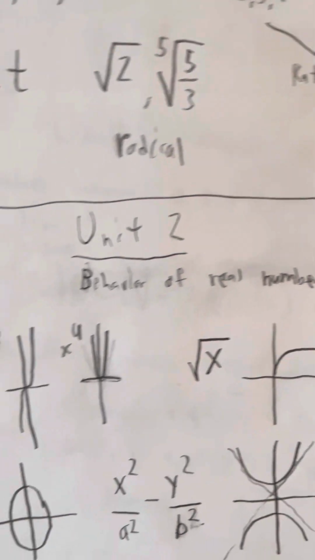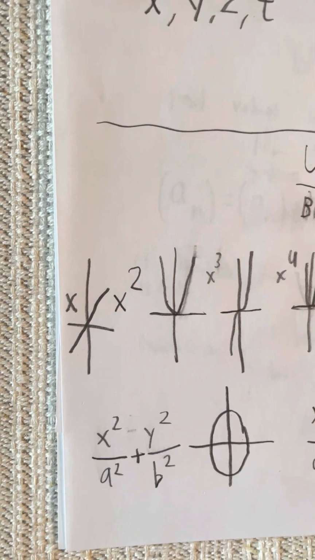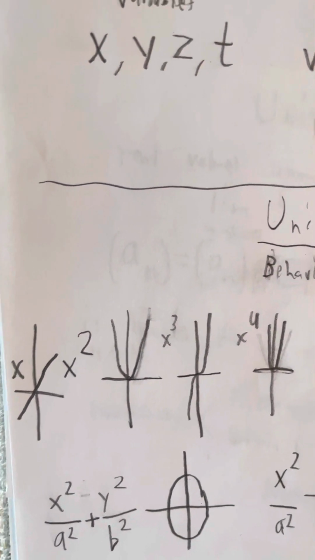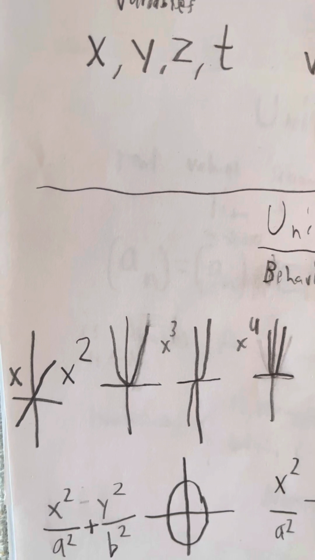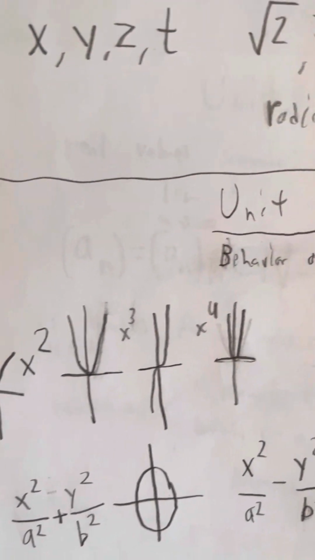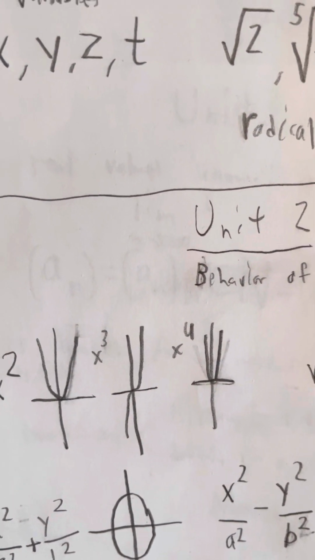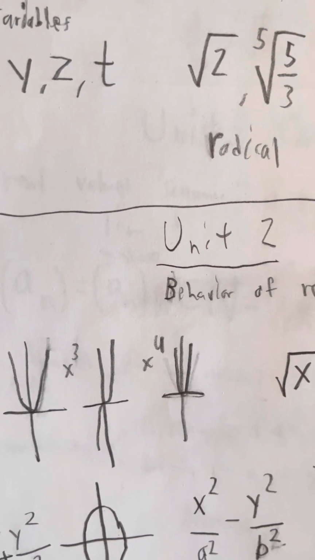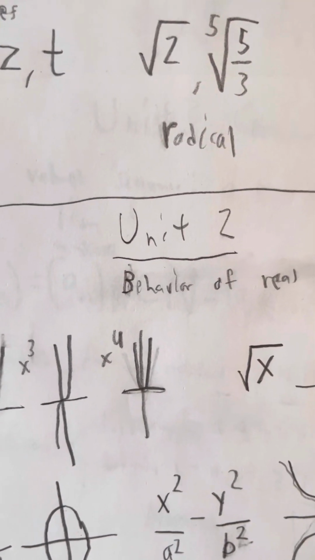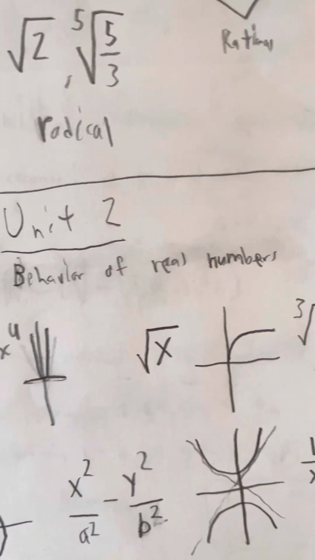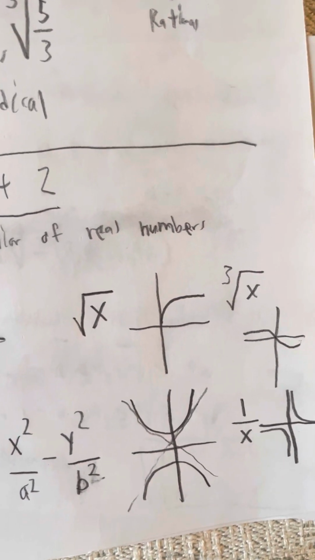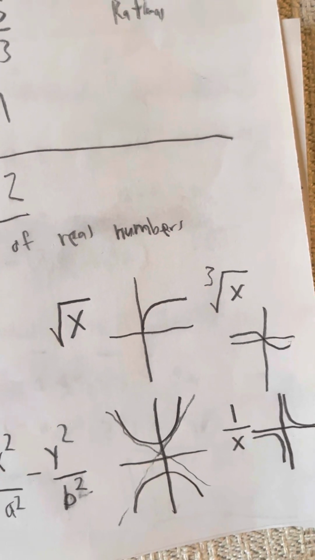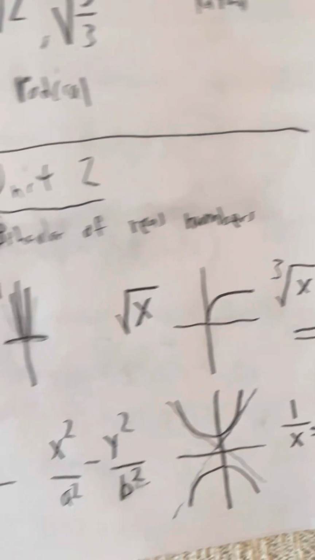Unit 2, behavior of real numbers. x is a linear equation. x squared has its domain and range set in quadrants 1 and 2. x cubed starts in quadrant 3 and ends in quadrant 1. It'd be quadrant 2 and quadrant 4 if it was negative. x to the fourth is just like x squared. Radical x is a radical equation, an inverse function, like the cube root of x.